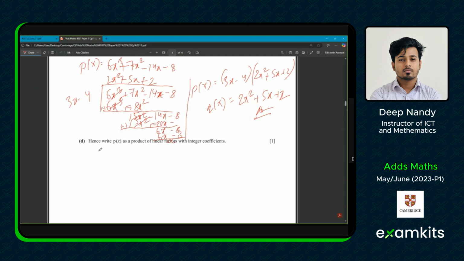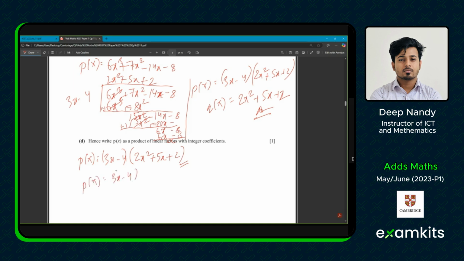Hence, in part D, we are asked to write p of x as a product of linear factors with integer coefficients. So we have known from the previous question C that our factors are 3x minus 4 and the quadratic 2x squared plus 5x plus 2. We need to break this into factors by doing middle term breaking.